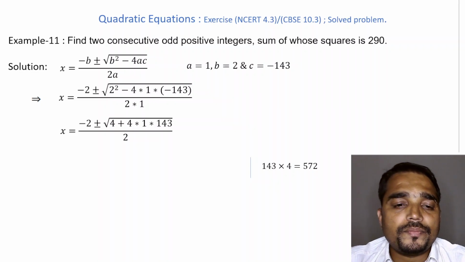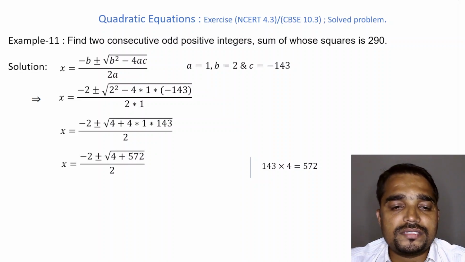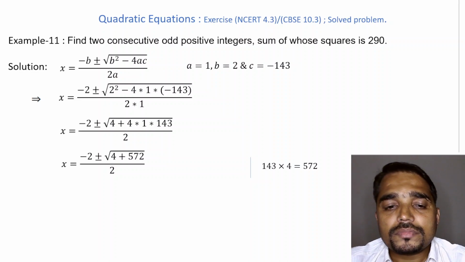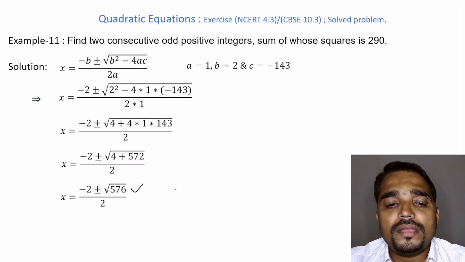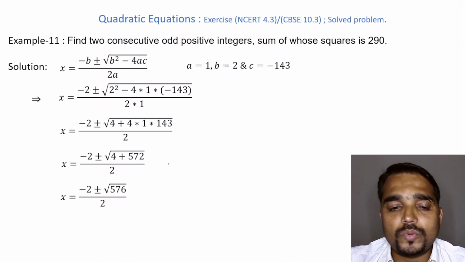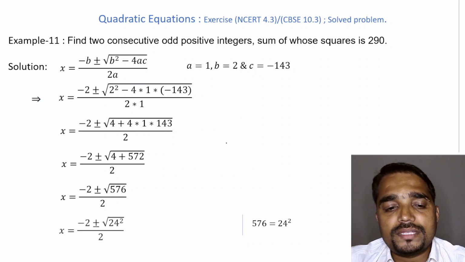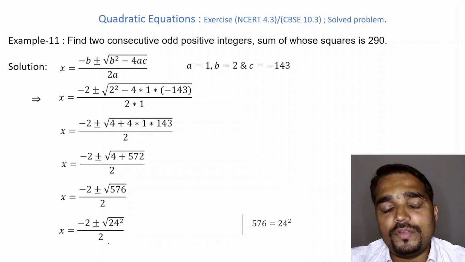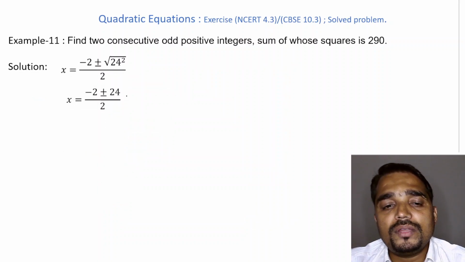Let's take this value and substitute in the equation, that is within the square root, 4 plus 4 multiplied by 143 is substituted by 572. 572 plus 4 within the square root is becoming 576. Now let's find the square root of 576, which is actually equal to 24 square. So 24 square is equal to 576. To find the value of x, let's substitute: x is equal to minus 2 plus or minus square root of 24 square, whole divided by 2. So square and root will both get cancelled, and we would be left with minus 2 plus or minus 24 divided by 2.